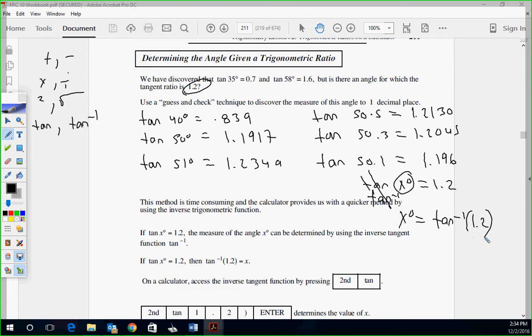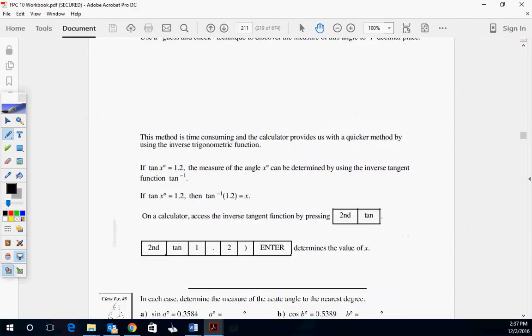How do you do that? Second tan. So I want you to treat it like algebra. So you're doing the opposite. So in your calculator, it tells you it's second tan 1.2. See, it gives you the exact degree measure. Okay? 50.19. Yep, so almost 50.2, right? Okay, good. So you guys, everybody got the 50.19.